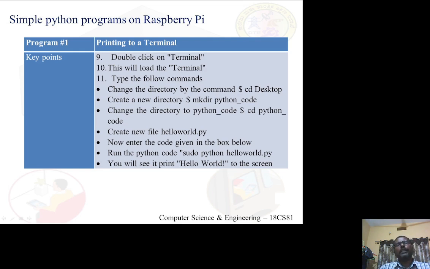That is cd desktop. Now you will be under the desktop directory. Now, under the desktop directory, let me create one directory named python_code. For this, I need to use the command mkdir. So execute mkdir python_code. Now a new directory named python_code will be created under desktop.